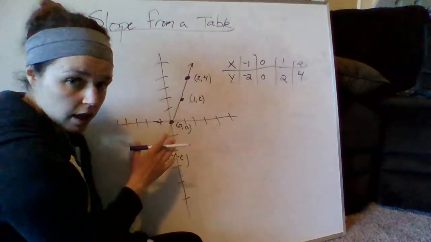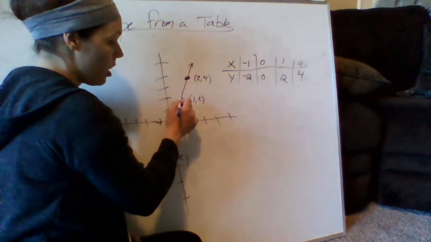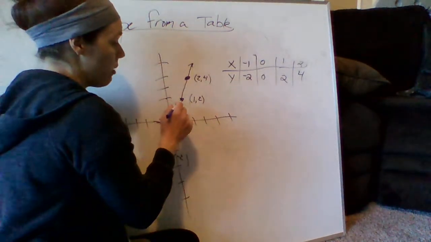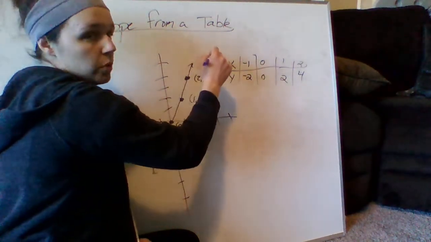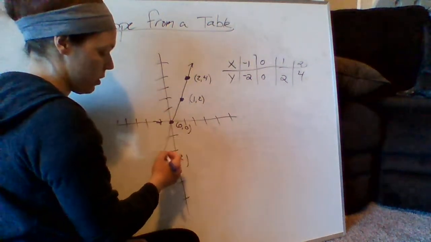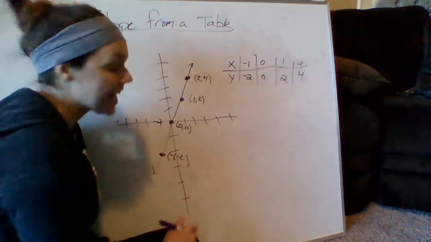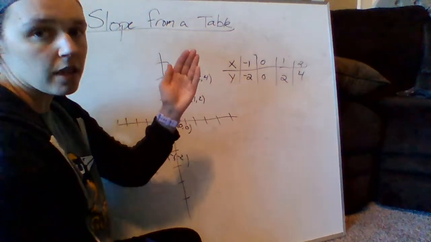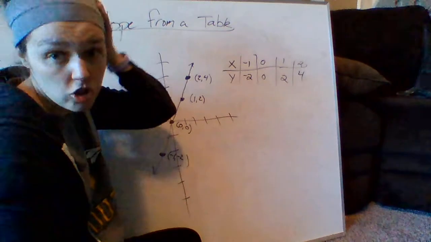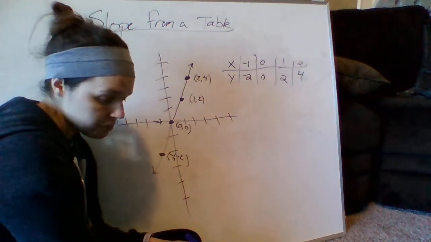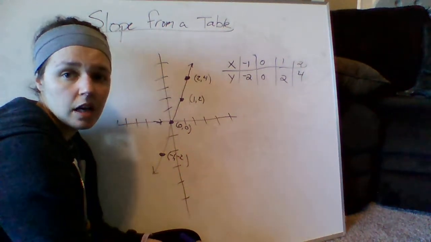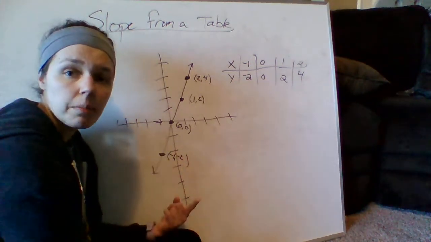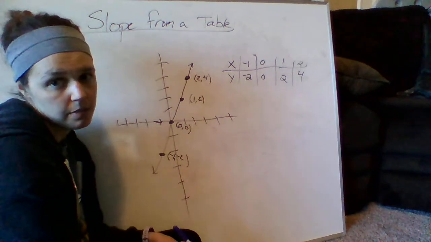Like when I did this line, my slope is 2 over 1. That means every time I want to put another point on this line, I would go up 2 over 1, up 2 over 1, up 2 over 1, down 2 over 1, down 2 over 1, and so on and so forth. I can't go up 2 over 1 and then up 3 over 1, because then my line eventually is going to start curving and then it's no longer a straight line. So to tell if it's linear or not, make sure your x's are going up by the same thing and your y's are going up by the same thing.